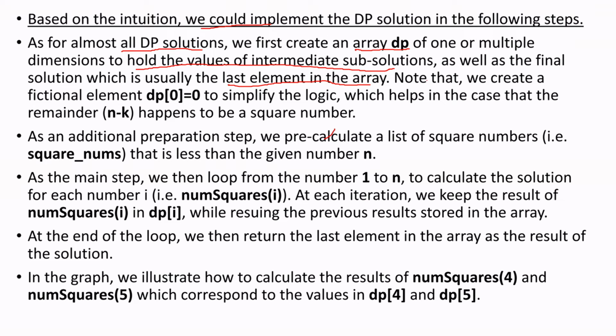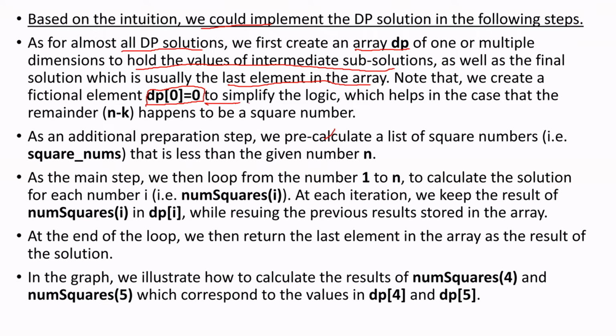Note that it is saying, note that we create a fictional element dp of 0. Dp of 0 equal to 0 to simplify the logic. So make sure we will create first a dp, one dimensional, two dimensional, whatever is required, and then we will hold the intermediate sub problems, sub solutions, you can say, and then we will create a fictional element dp equal to 0 to simplify the logic, correct?